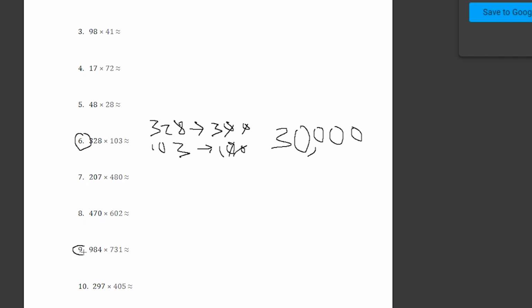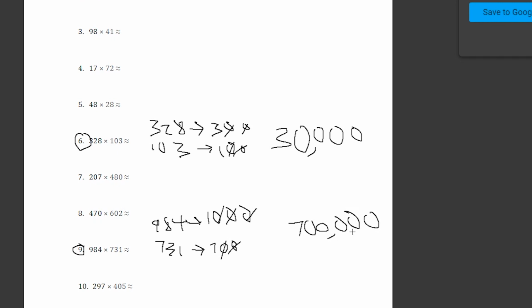Once again, we have the numbers 984, which rounds to 1,000, and 731, which rounds to 700. We can multiply 1 times 7, which equals 7, and we have 1, 2, 3, 4, 5 zeros. So we're going to write that here, and this will give us an answer of 700,000.